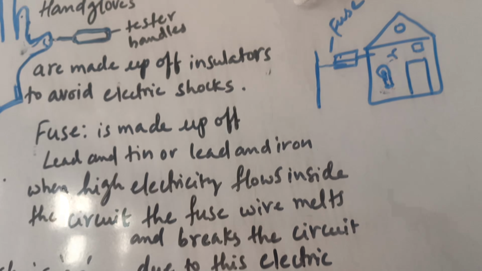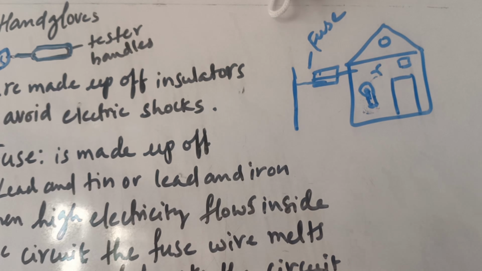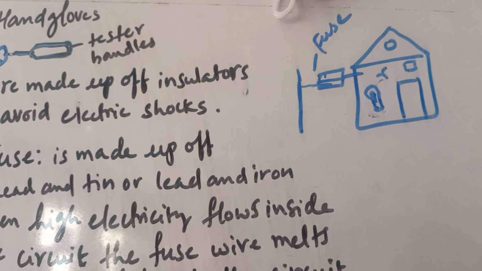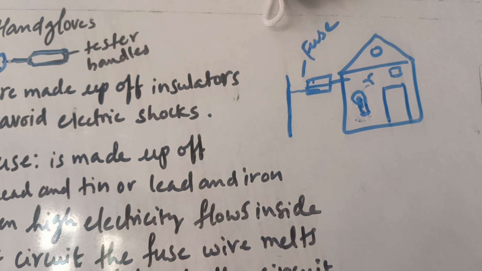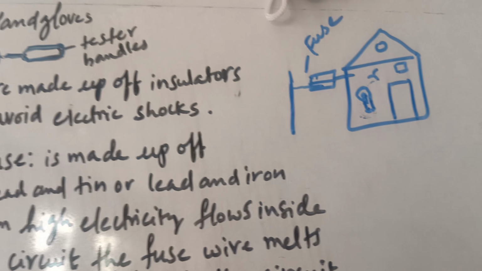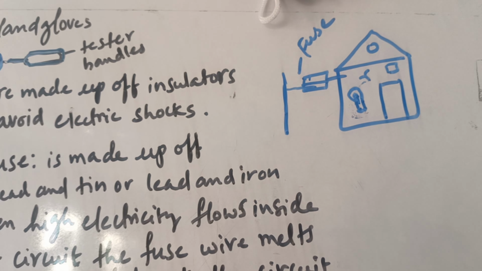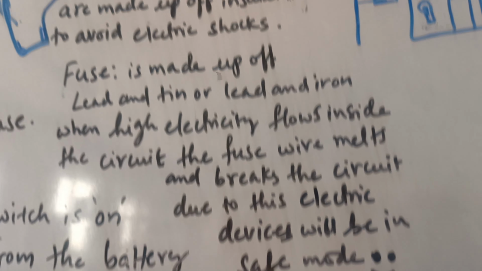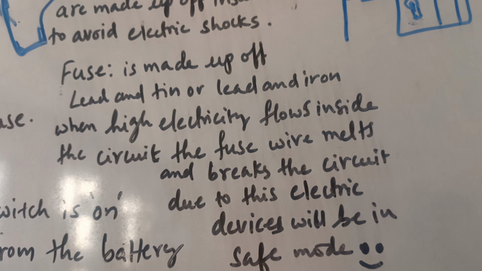When the current flows more than the requirement, the fuse, which contains lead and tin, melts due to the heat. Due to this, the circuit breaks. Then our house will be safe, and all the electrical devices are also safe. That's why we use a fuse.